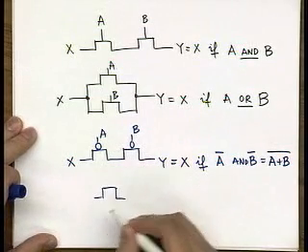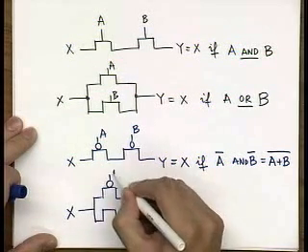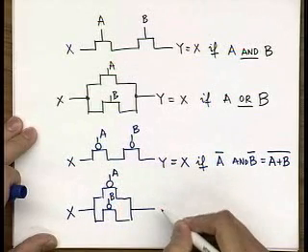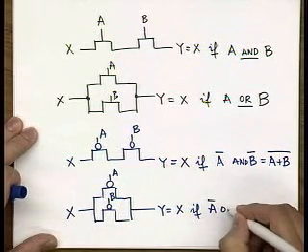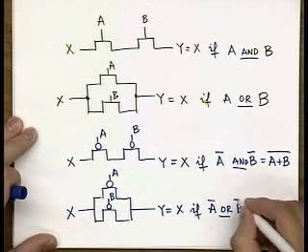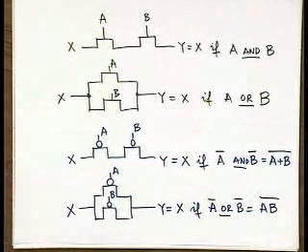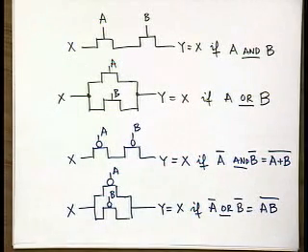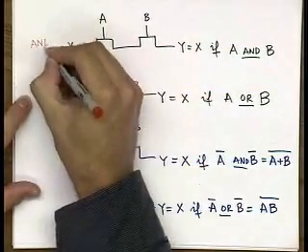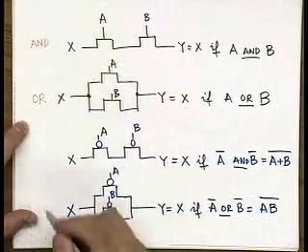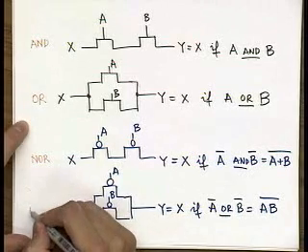And then you have the parallel configuration of PMOS, where you have Y is equal to X if A bar or B bar, so that is equal to A, B complement. So basically what you have is that this is an AND function, this is OR, this is NOR, and this is finally NAND.